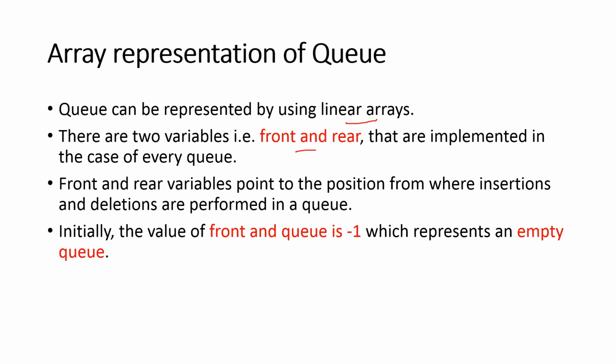Initially, the value of front and rear is -1, which represents an empty queue. The value of the front and the rear will be -1, and it shows that the queue is empty. This we have to keep in mind. Front is equal to rear is equal to -1. That means the queue is empty, underflow condition.